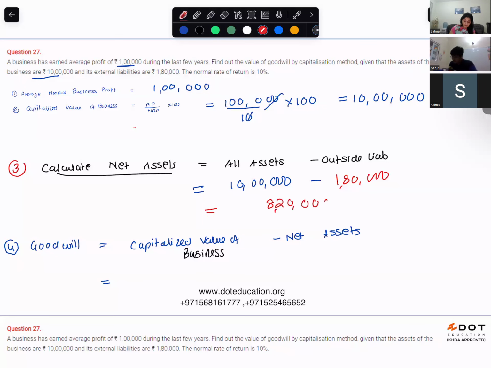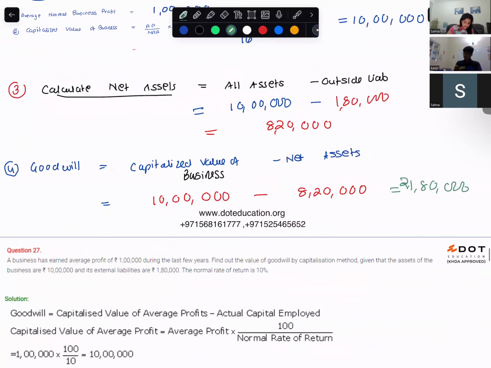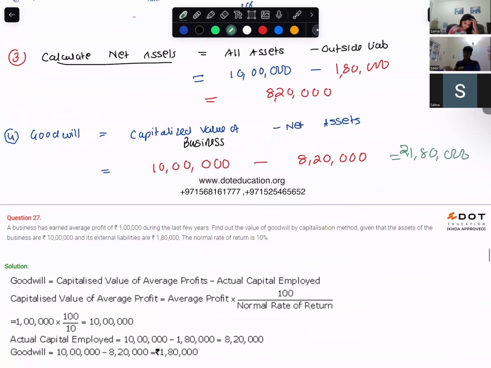And how do you get the goodwill? Goodwill is capitalization value of business minus net assets. So 10 lakh minus 8 lakh 20,000. So your goodwill is how much? 1 lakh 80,000. Okay. Very good. Now you go to the next sum, that is the 28th sum.